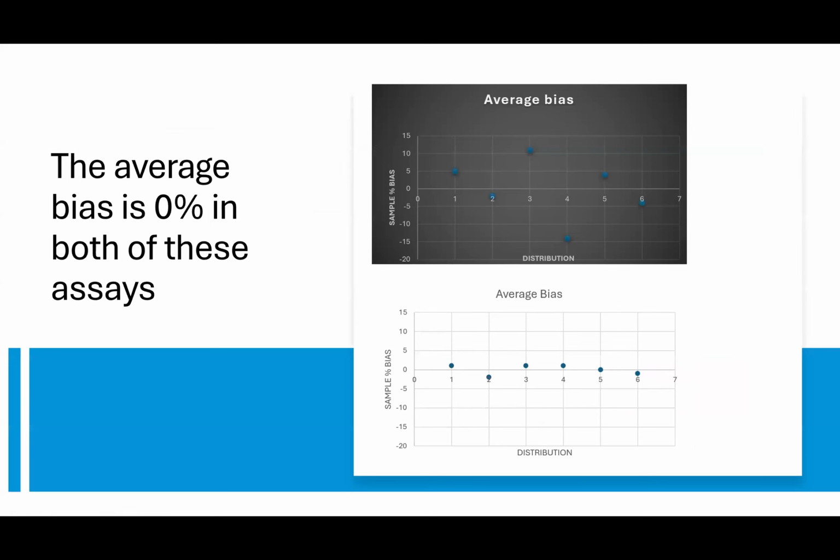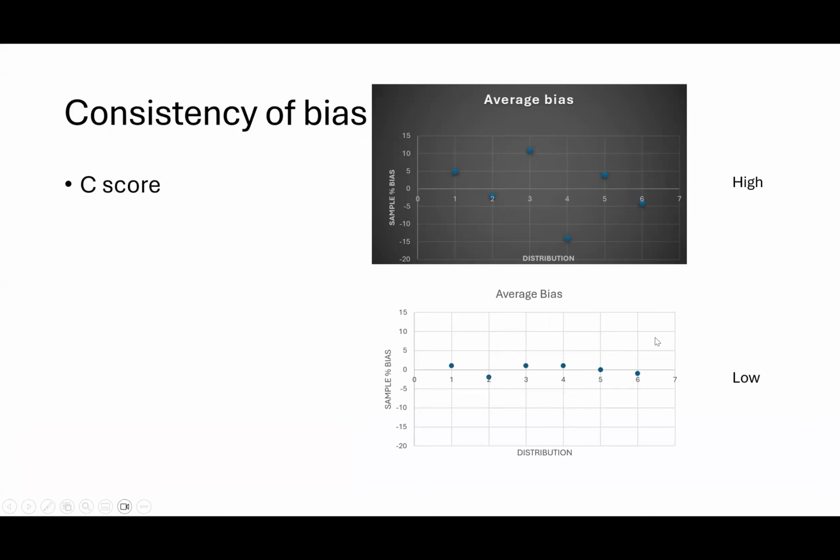And then to think about, why do we need these B and C scores? Well, you can see, hopefully, here's the percentage bias, and these are the different distributions. And you can see that your bias is actually rocketing all over the place, but on average, your B score might be 0% compared to this assay, which again has a 0% B score, but is obviously performing very differently. And so for that reason, you get this C score, or consistency of bias. So for that assay that we just looked at, your C score would be very high, whereas this, your C score would be very low.